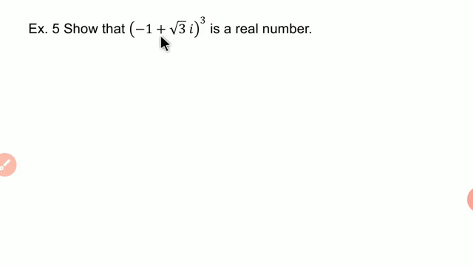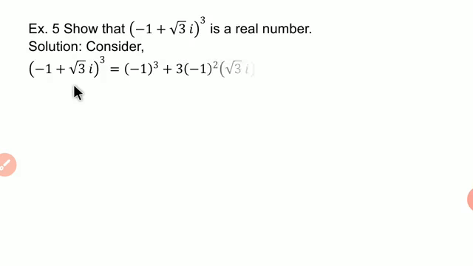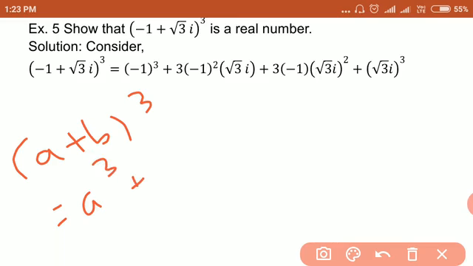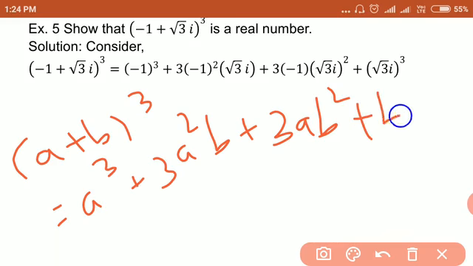Show that minus 1 plus root 3i bracket raised to 3 is a real number. Means the cube of the given complex number is a real number. This is what we have to prove here. So solution, consider the given cube, minus 1 plus root 3i bracket cube. Now we use here the formula to find the cube of a plus b, means a plus b bracket cube is equal to a cube plus 3a square b plus 3ab square plus b cube. We use this formula.